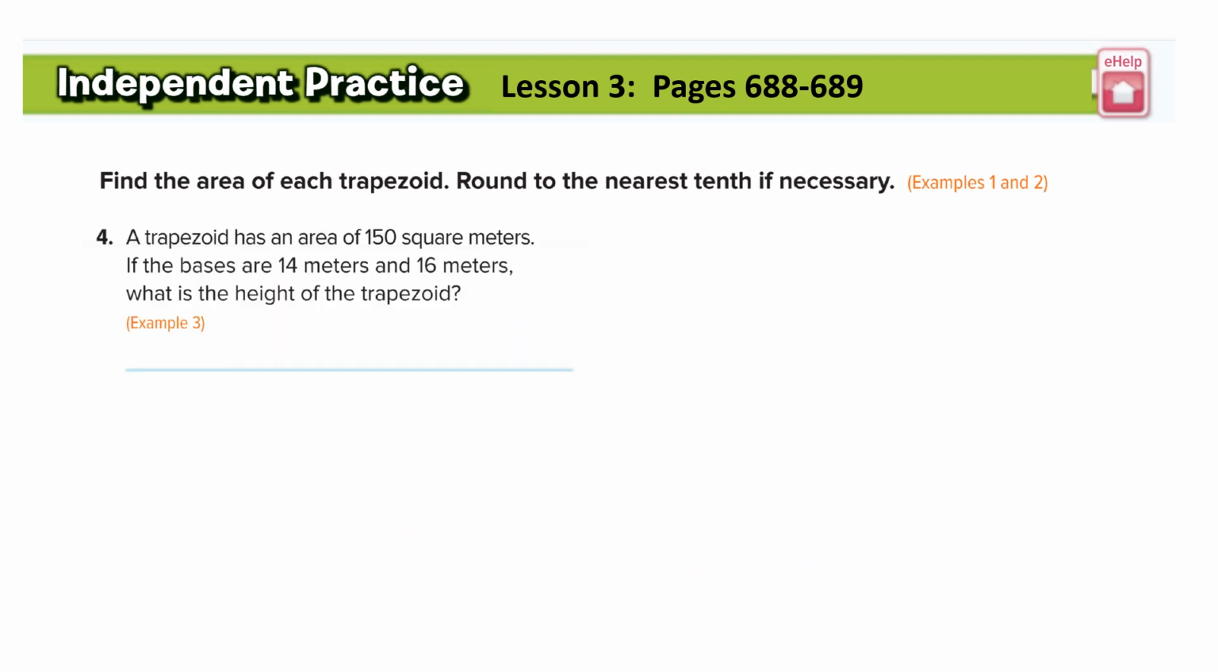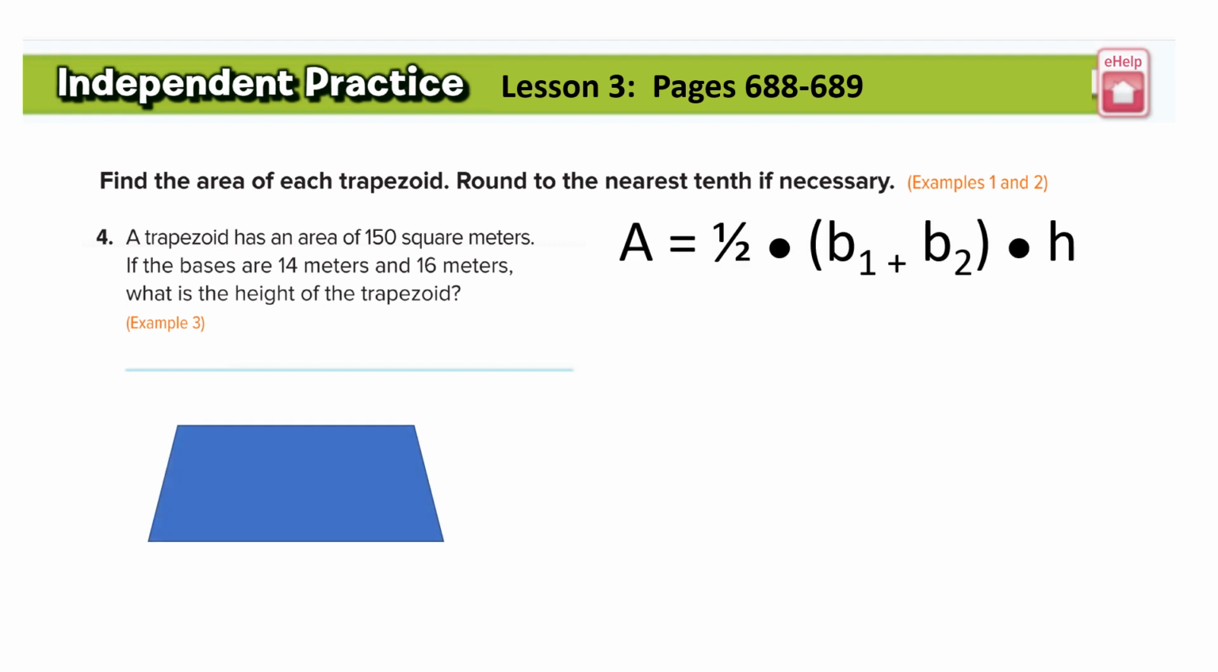Question 4. A trapezoid has an area of 150 square meters. If the bases are 14 meters and 16 meters, what is the height of the trapezoid? So here we have a trapezoid. Its area equals 150 meters squared, and the bases are 14 meters and 16 meters. And we want to know what the height is.